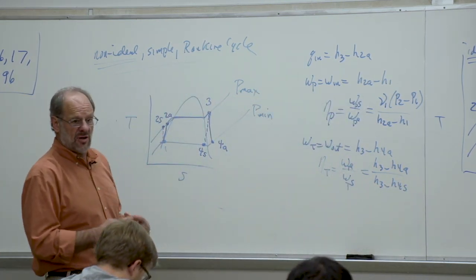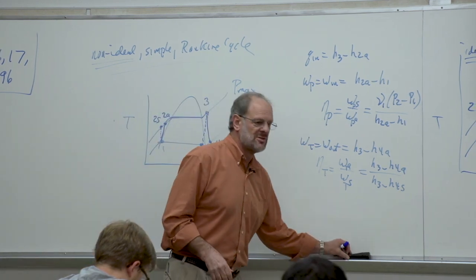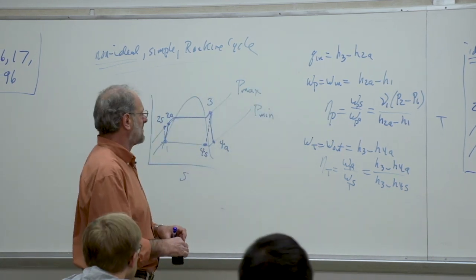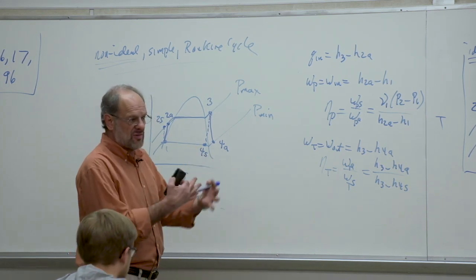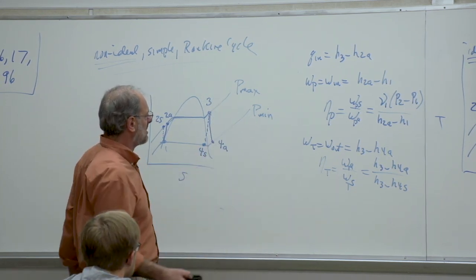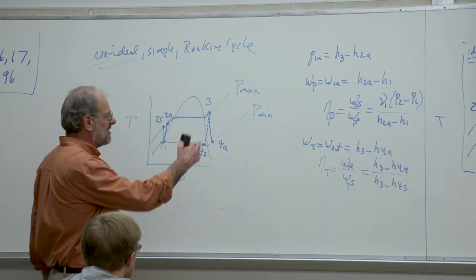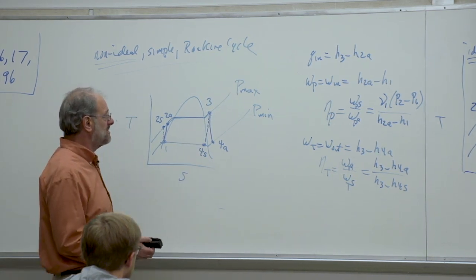So we're still going to have to go through the process of assuming that it's an ideal work process from 1 to 2S or from 3 to 4S, but then we're going to have to apply the isentropic efficiency, which will generally be given in order for us to calculate the actual work terms.